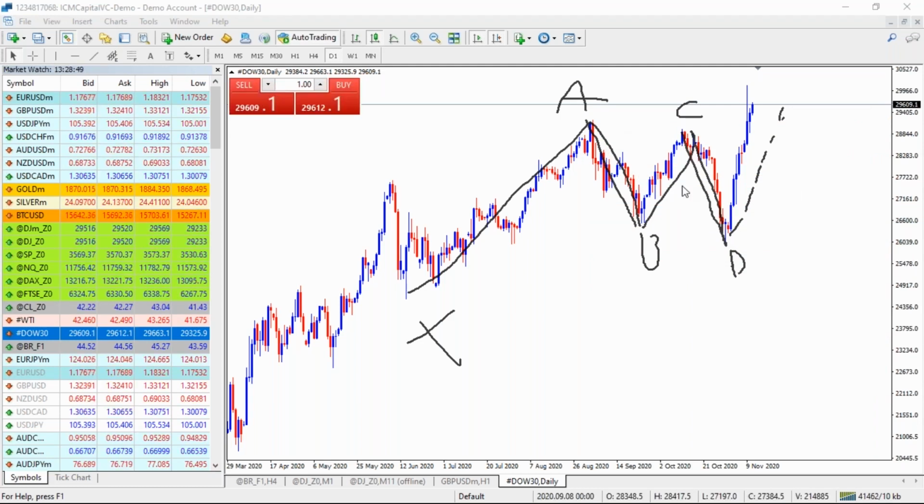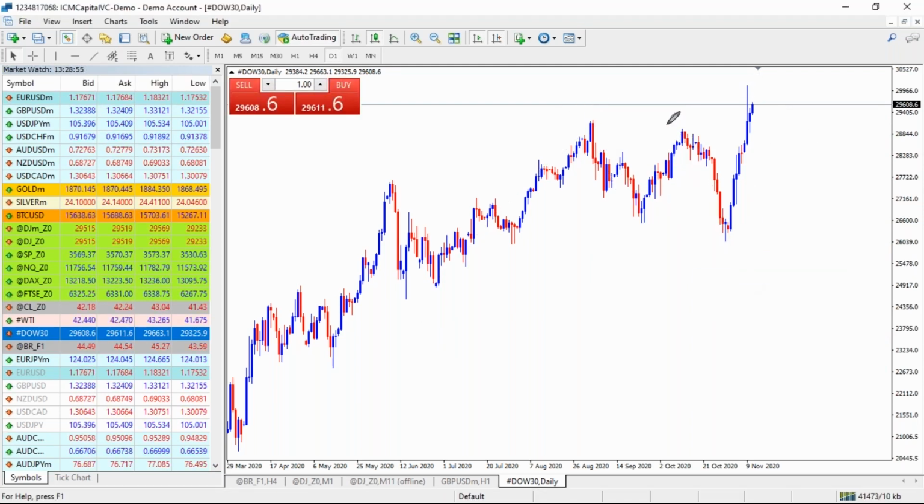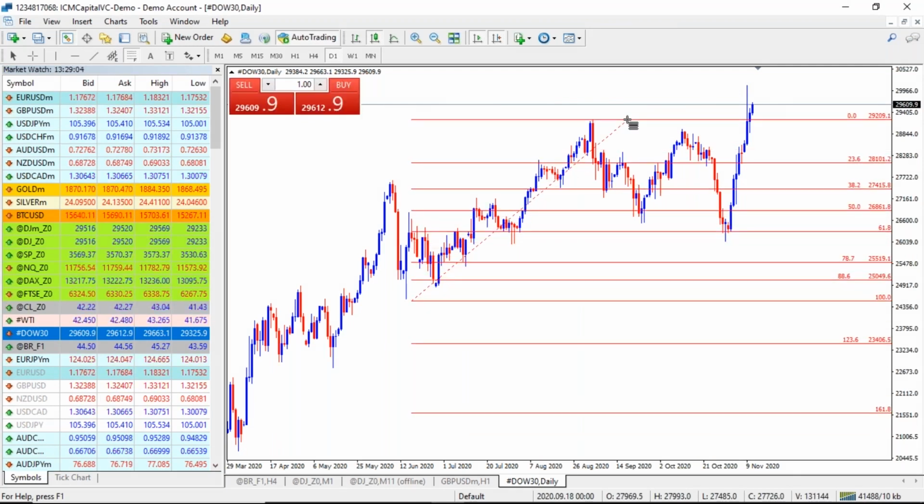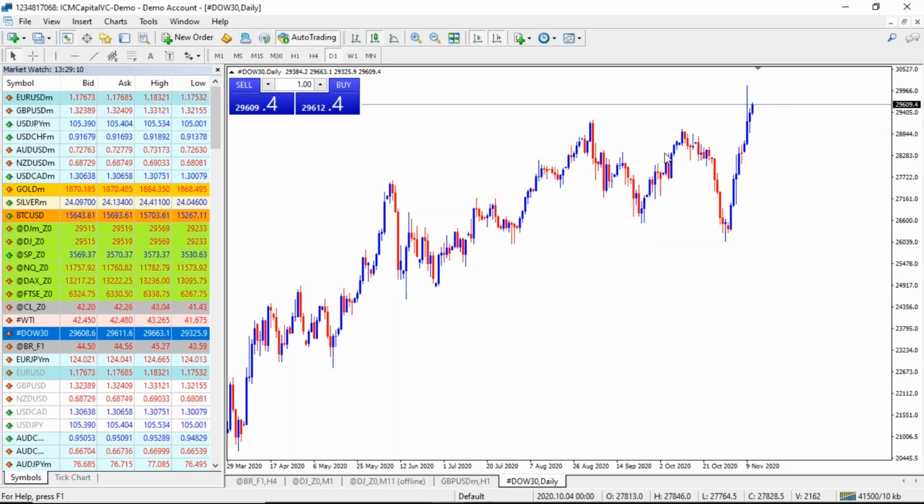So we had an equal XA, we have an equal ABCD, and then the market continued to the upside, and we had a bigger move. If we go through this again, you can see how it was a very important pattern that was taking place, similar to just using Fibonacci levels.